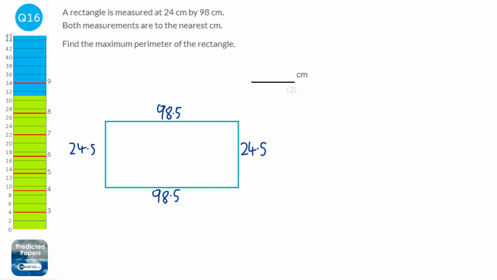And so to find the perimeter, all we're going to do is add all these together. So 98.5 plus 24.5 plus 98.5 plus 24.5.